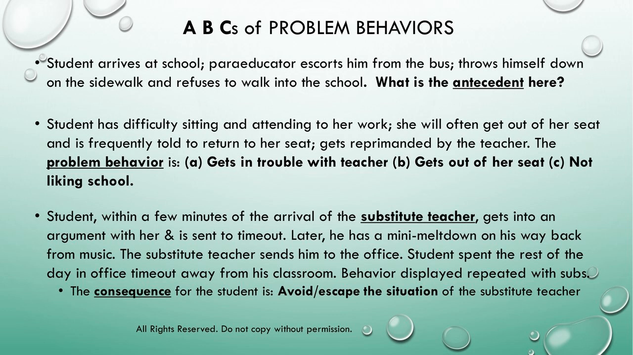And the student, within a few minutes of the arrival of the substitute teacher, gets into an argument with her and is sent to timeout. Later, he has a mini meltdown on his way back from music, and the substitute teacher sends him to the office. And the student has successfully managed to get out of the classroom. That's also to avoid that person. Both have happened. So it is important, again, to prepare the student in advance for an unexpected new person in the classroom instead of the teacher.